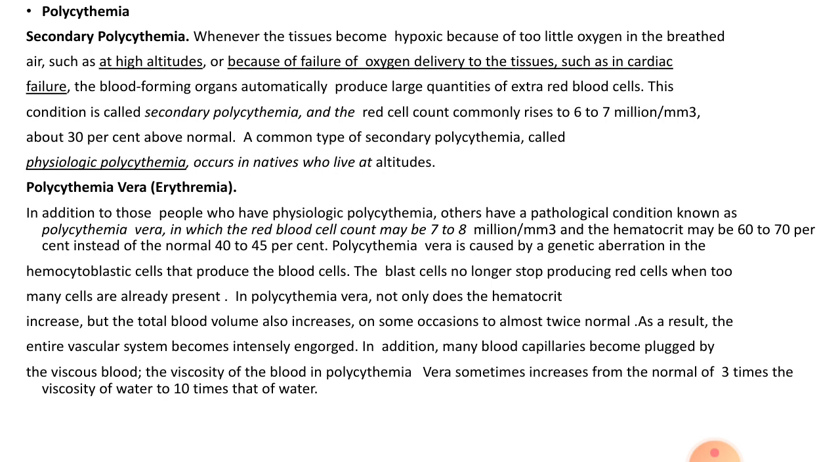Or it might occur secondary to disease, like a decrease in the oxygen which is delivered to the tissue due to diseases in the heart or in the lungs. So respiratory disease or cardiac disease could be associated with polycythemia, and in this case we call it secondary polycythemia. The number of red blood cells in polycythemia, as we said, exceeds the normal. It might reach about 7 to 8 million per cubic millimeter, and it might cause an increase in the viscosity of the blood.